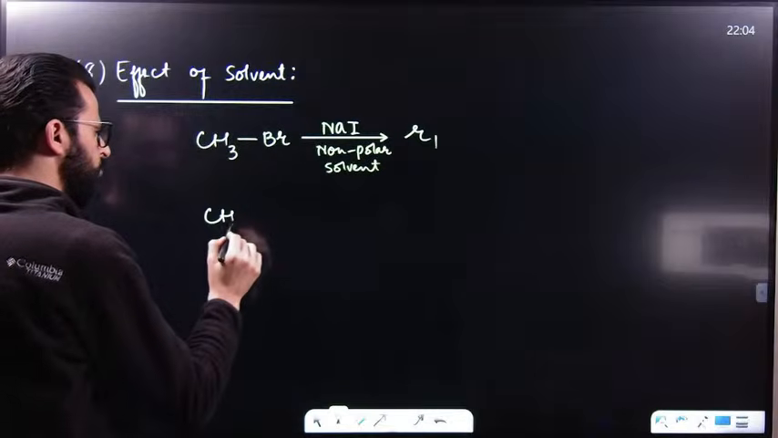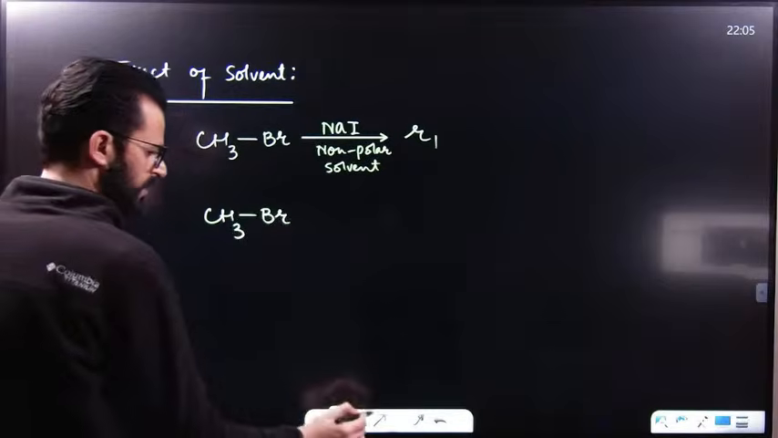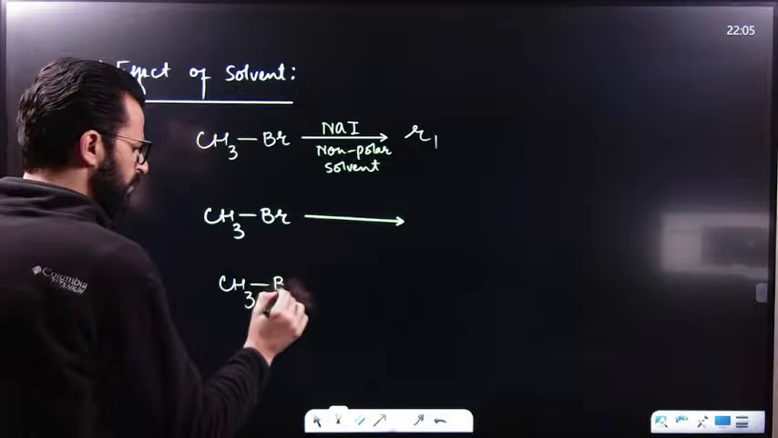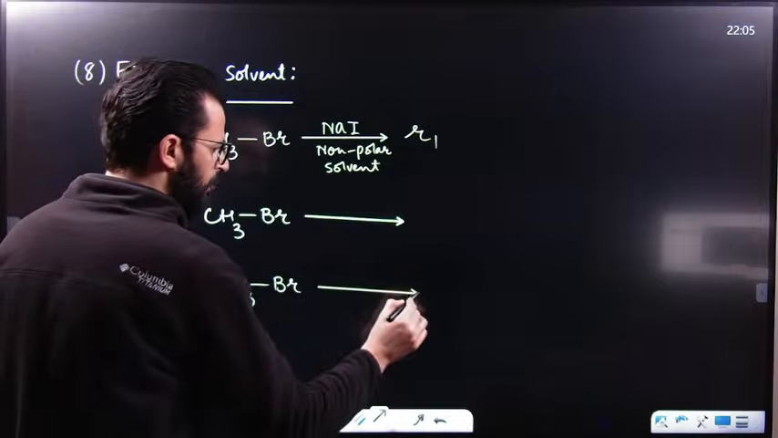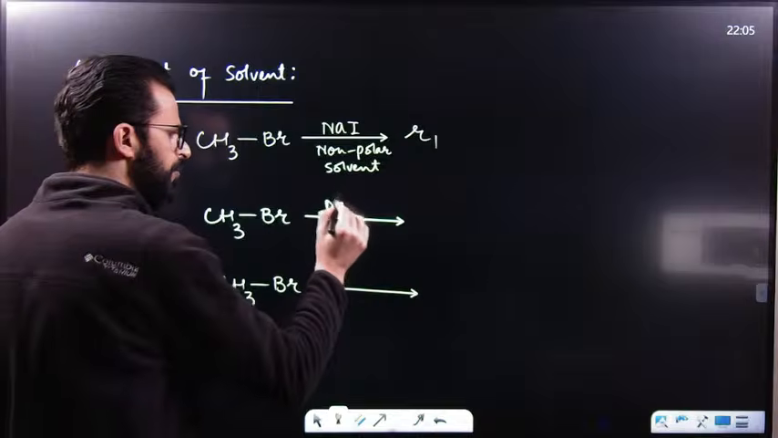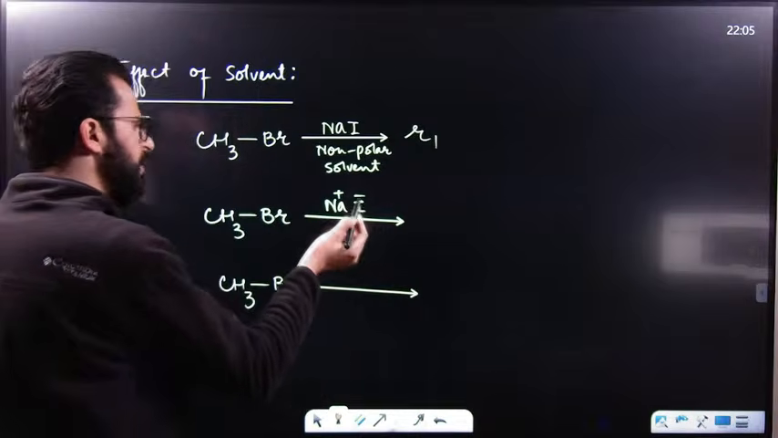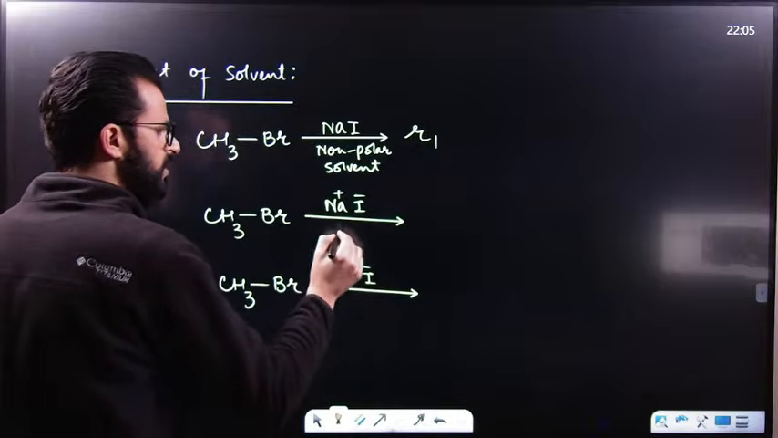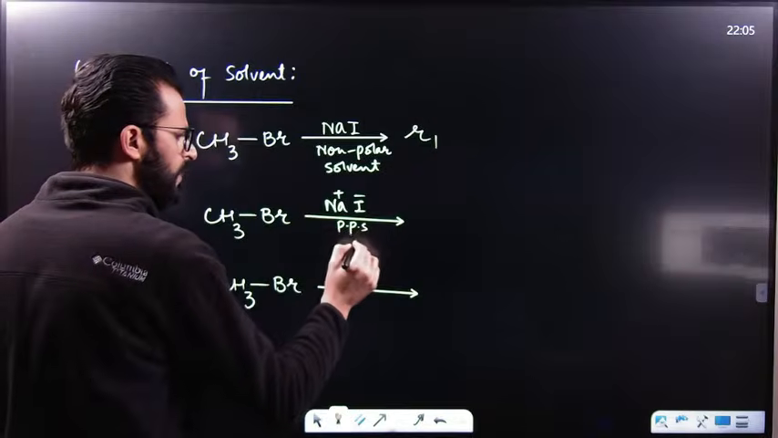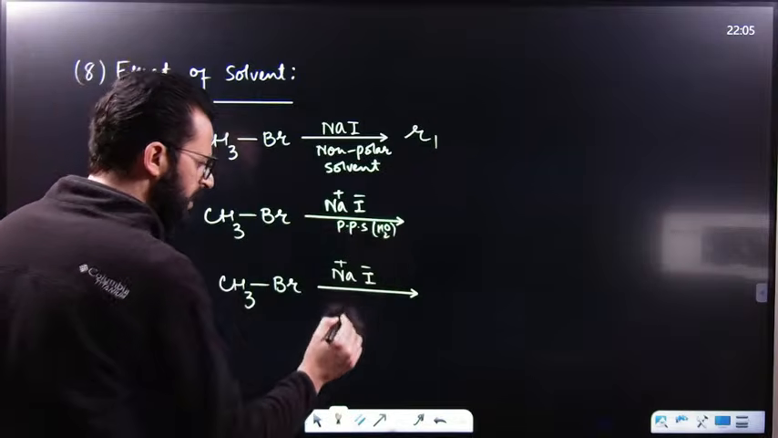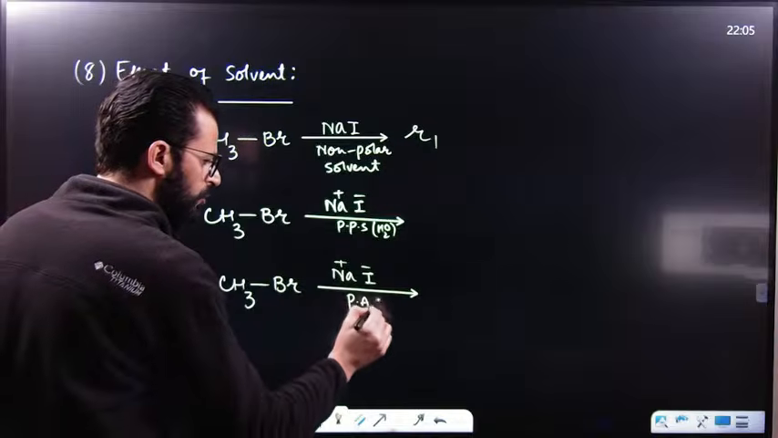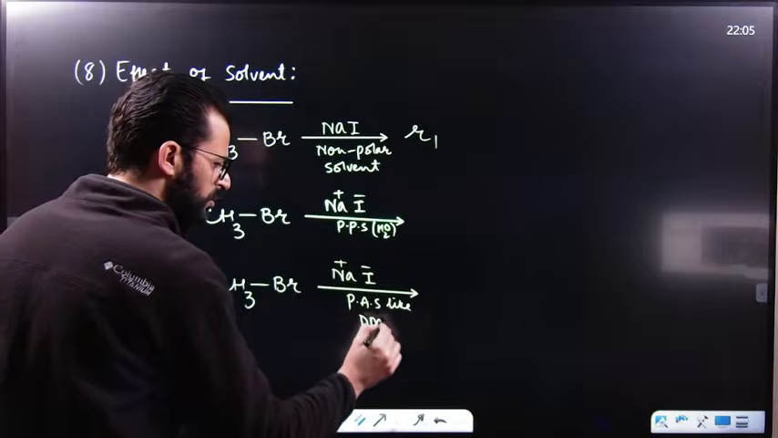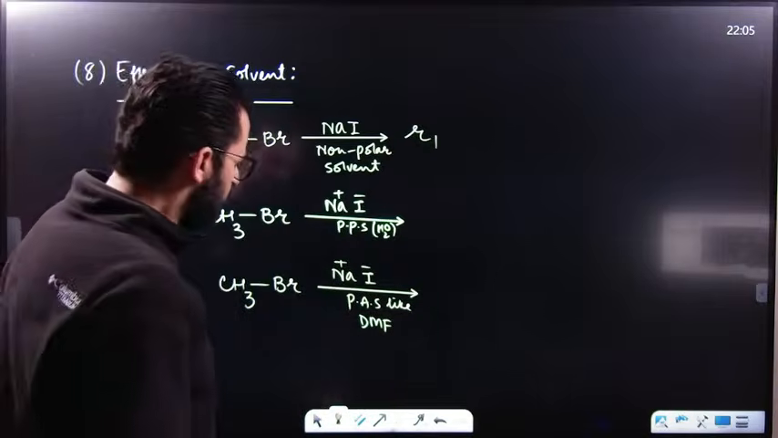Now, what will I do? I will change the solvent. I will take polar solvents, and in polar solvent, what will happen? This NaI will be ionized. That means there is formation of a nucleophile, and the nucleophile will attack. But first, I will take this in polar protic solvent like water. And then I will take this in polar aprotic solvent like DMF, DMSO, acetone, HMPA. Now, what will happen?